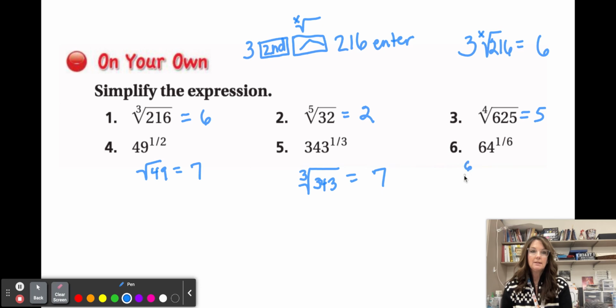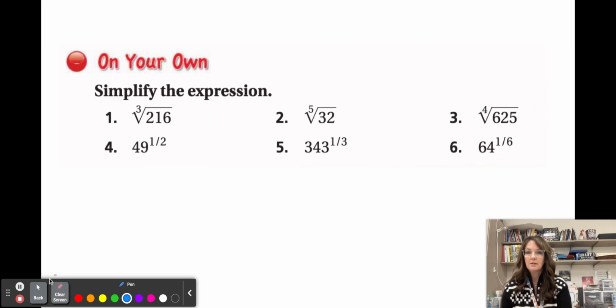And here is the 6th root of 64, and that is 2. So 2 to the 6th power equals 64. So the 6th root of 64 is 2. Okay, moving right along.